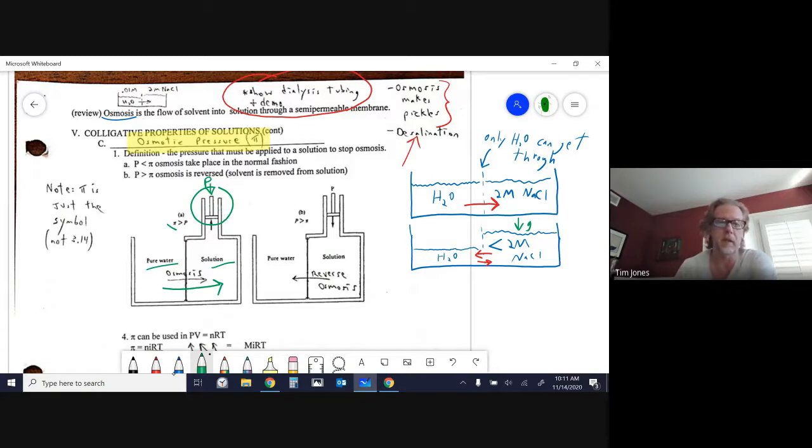However, it's possible for us to push really hard. Again, imagine pushing down on this. If we push harder with more pressure than osmosis is trying to happen, we can actually reverse it. We can actually send water from the solution back to the pure side. It's because the amount of force that is pushing from the pure side is weaker. We are winning. And this is what I mentioned with desalinization.